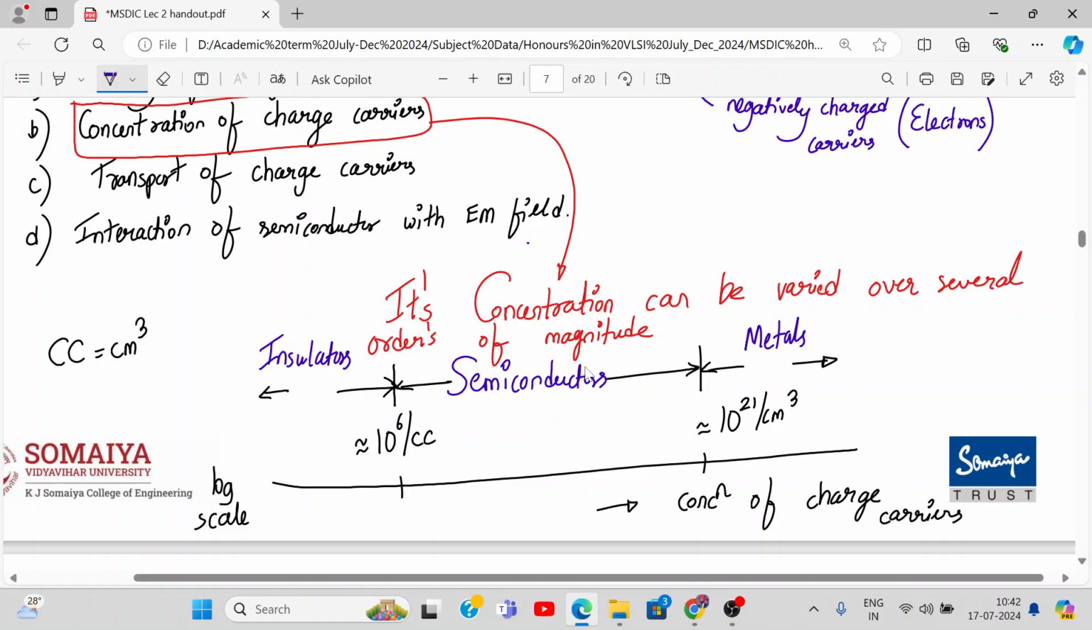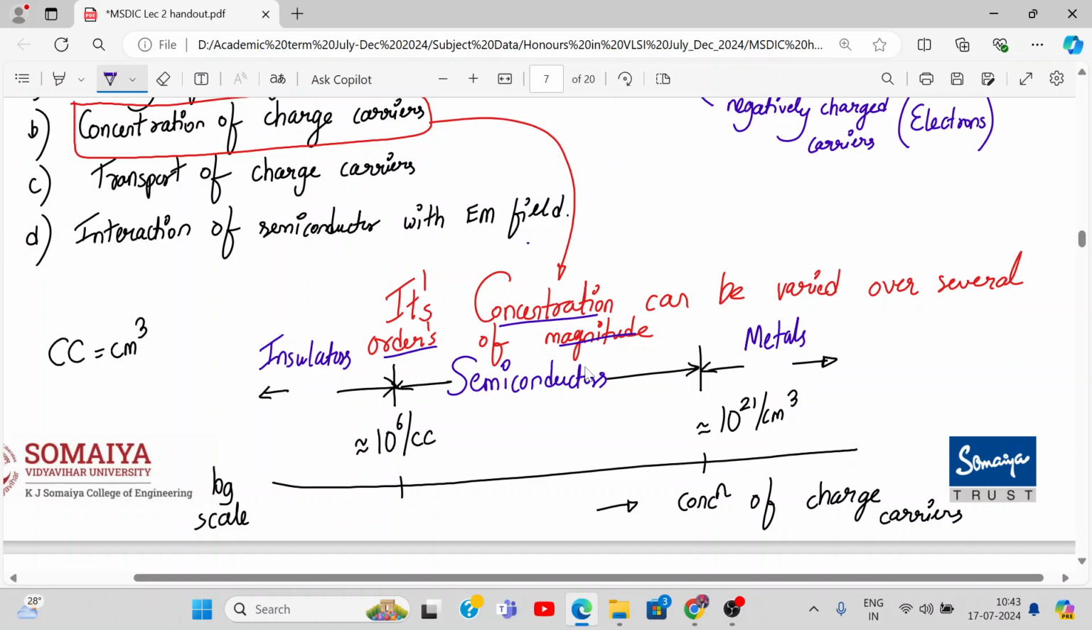So what does that mean? Any material having low concentration of charge carriers will be termed as insulators. Any material having very high concentration of charge carriers, especially electrons, will be called metals. And for semiconductors, its concentration can be varied between 10 raised to 6 and 10 raised to 21. That's why we say its concentration can be varied over several orders of magnitude. Did you understand? Since we have such a large variation of concentration, we have so many electronic devices in the market.